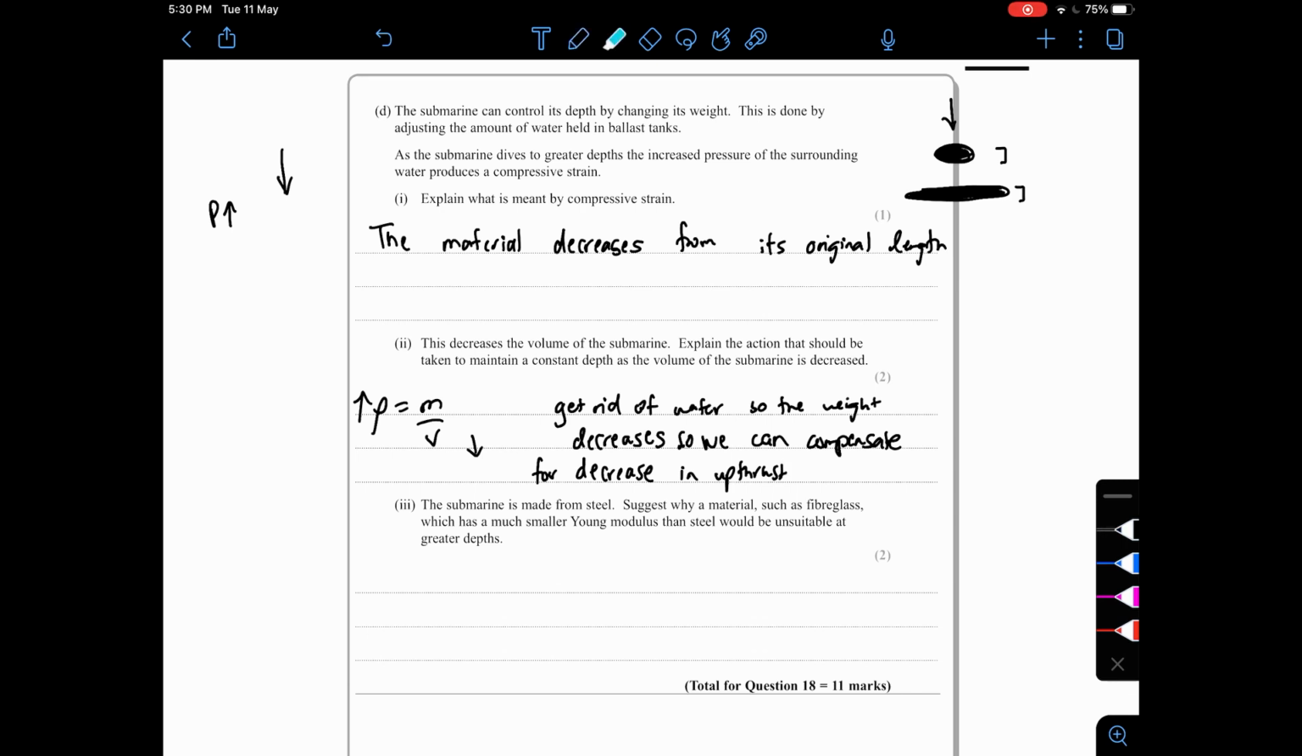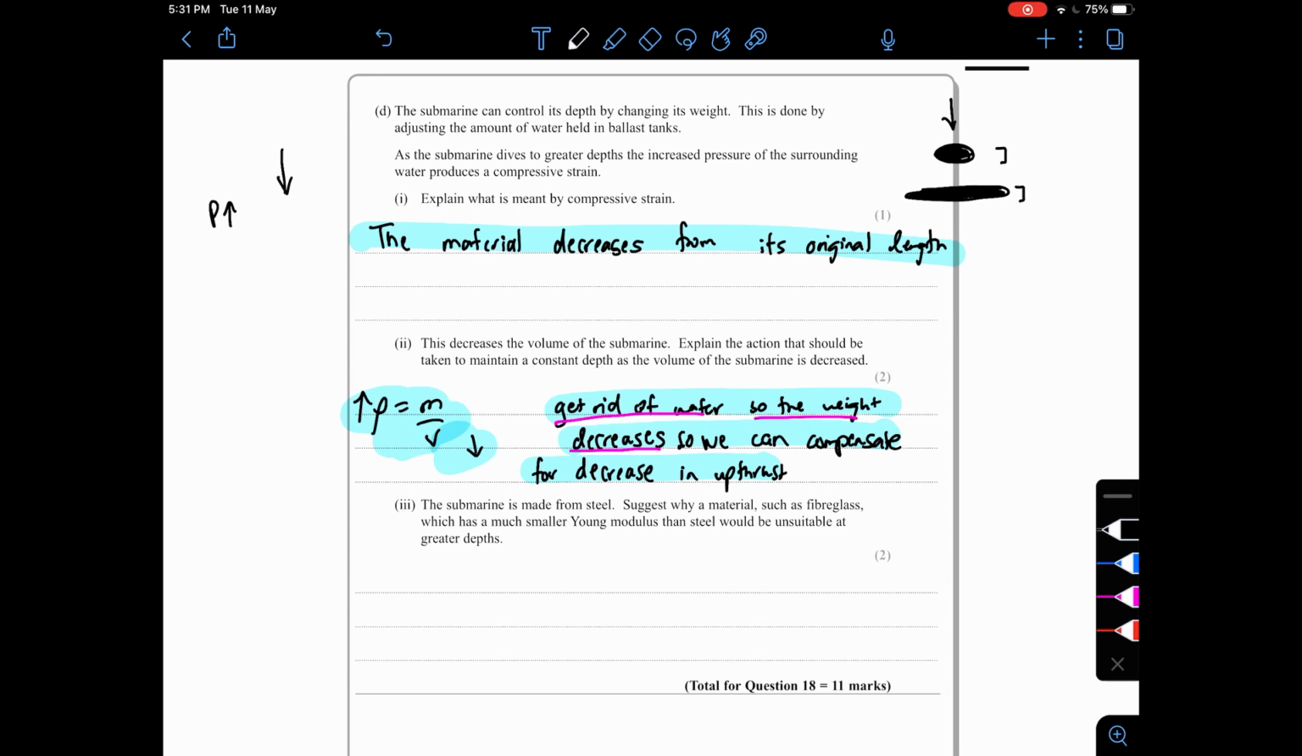Okay, this concept is important: if this is happening, get rid of the water. So the two points are, first, get rid of the water. Second, the weight decreases, so we can compensate for the decrease in upthrust. That's the main thing.